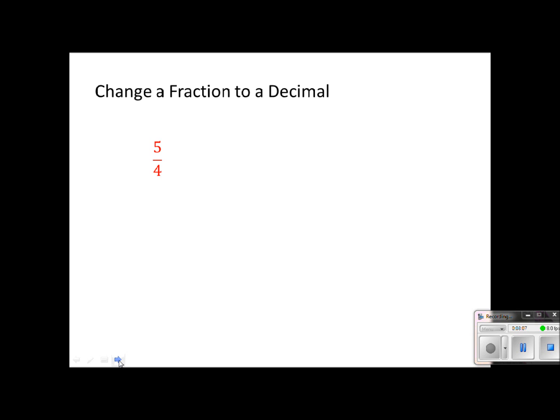Let's try one more. I have 5 over 4, and I want to convert it to a decimal. Now think in your head, is there anything I can multiply 4 by so that it will change it to a power of 10? So think. Is there anything that I can multiply this 4 by? Hopefully it's jumping out at you. If I multiply the denominator by 25, that will give me 100. And of course, whatever I multiply the bottom by, I have to multiply the top by as well.